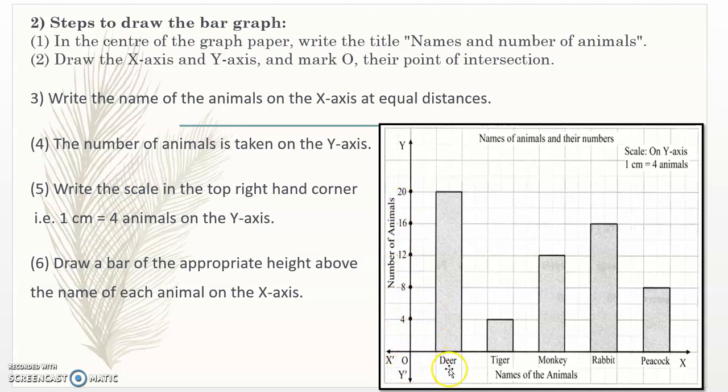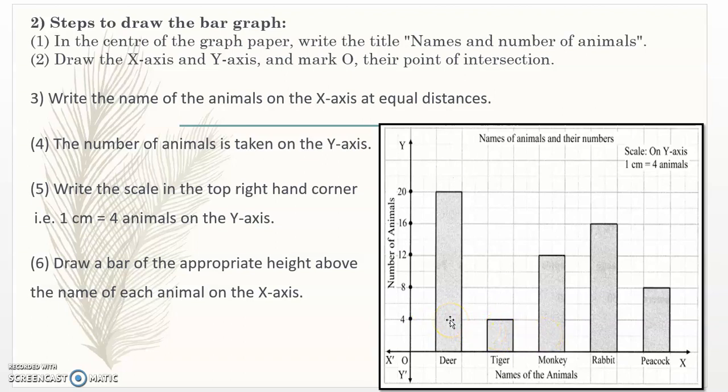Same thing on the x-axis, it will be the names of the animals. I said don't draw at the end. You must have seen how the graph paper looks. Don't draw at the end. Leaving that line, you have to draw. In the same way for the y-axis, don't draw at the last line. Leaving that line, draw on the inside line. Then the number of animals is taken on the y-axis, and the names are taken on the x-axis at equal distance. Leaving one box, draw. Leaving one box, that means write the name.